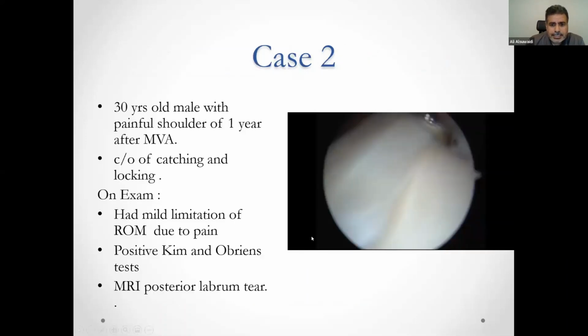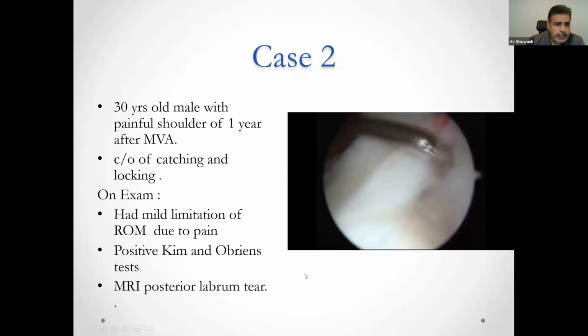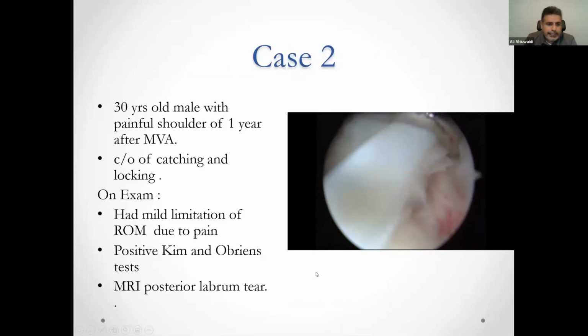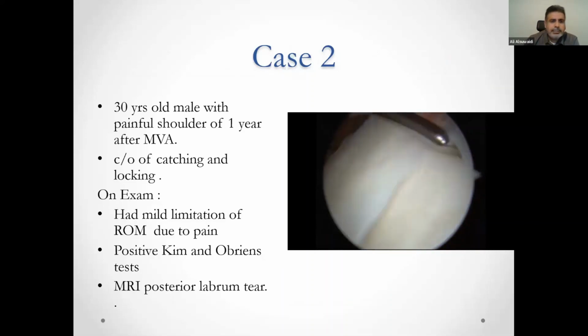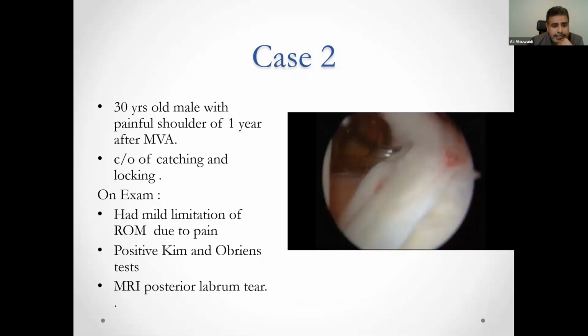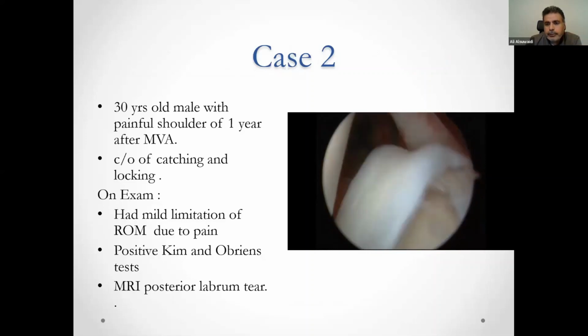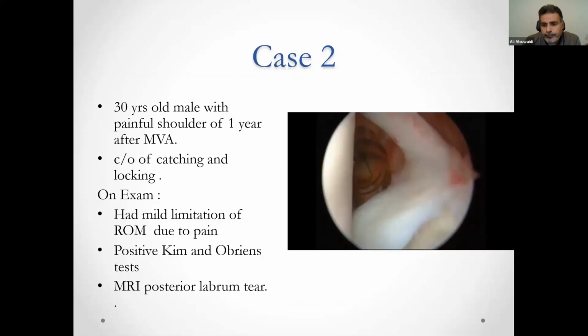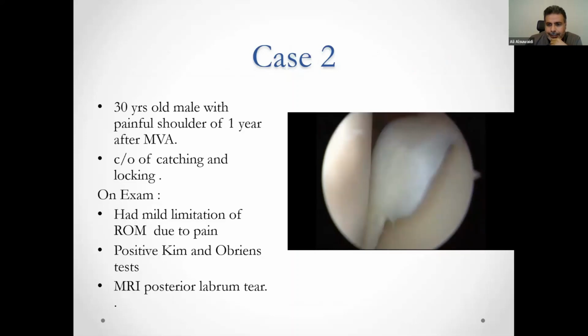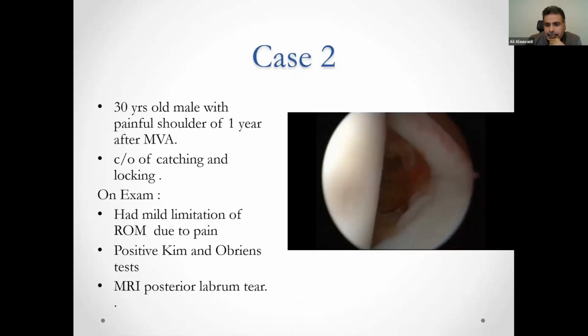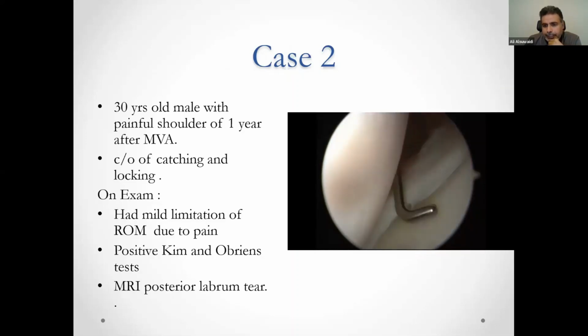Another case is an interesting guy who came in with catching and locking, and he's 30 years old. He had a painful limitation of range of motion, positive signs, but interestingly, he had something like a bucket handle tear of the posterior labrum. And you can see that, and it seemed you cannot repair that, you cannot push it back to the posterior labrum to fix it like a meniscus.